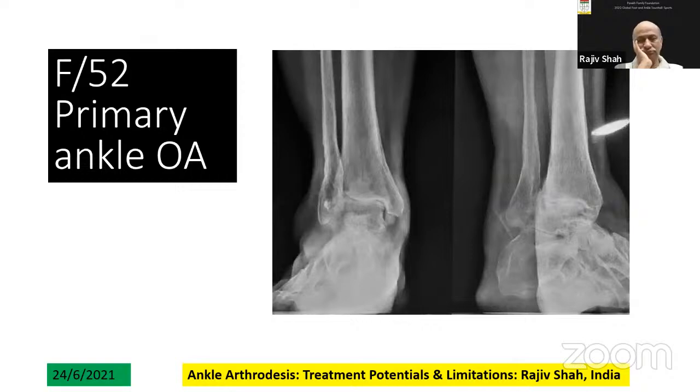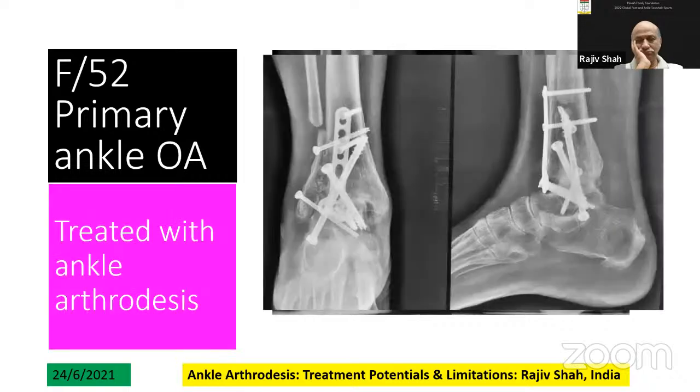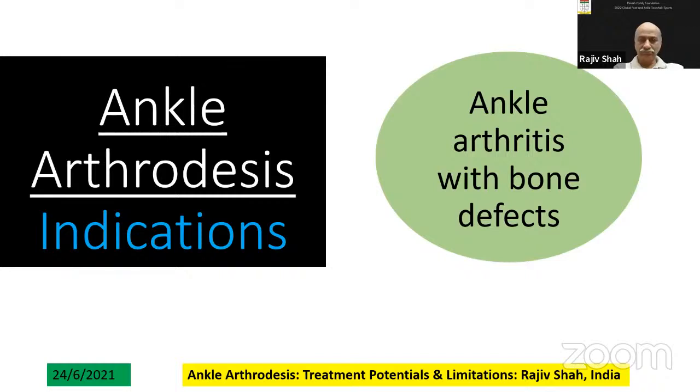A female of 52 years had primary ankle osteoarthritis. Though it is rare, it was there in this female, and she had to be treated with ankle fusion where a plate as well as screws were used.